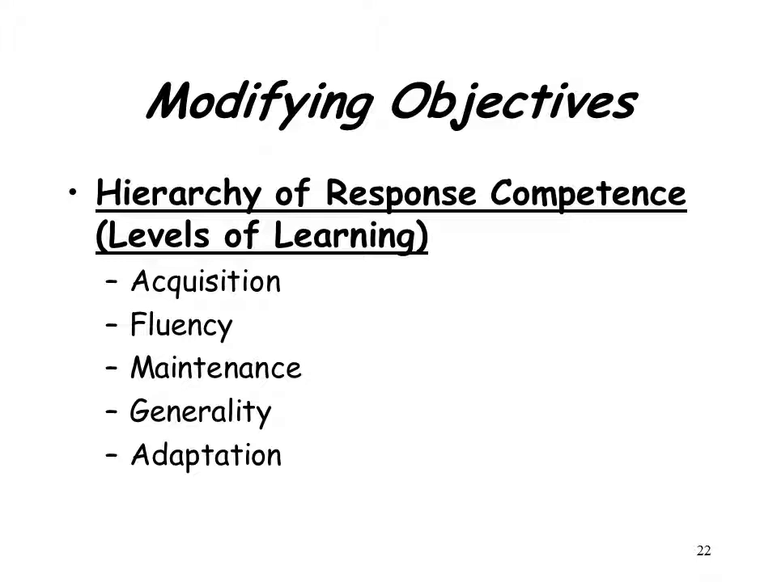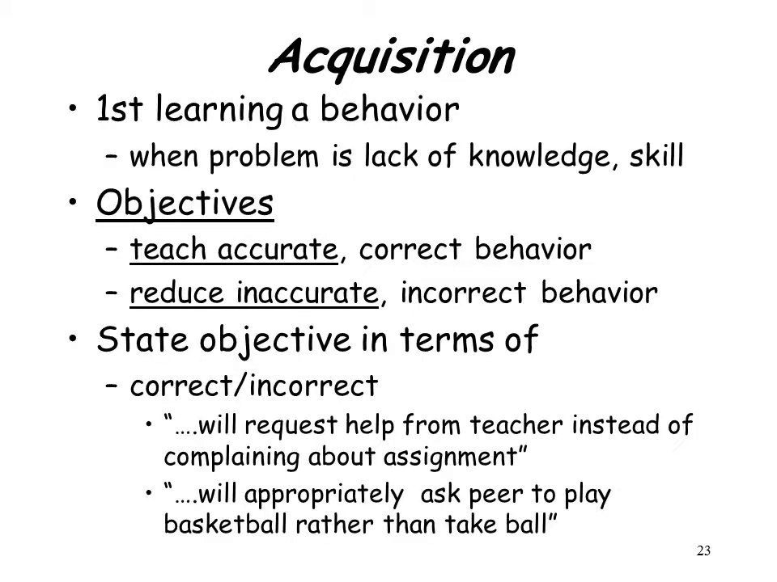When learners are just working on a skill, we're focused on something called acquisition. So acquisition has to do with just learning a skill. Once someone learns a skill, though, then we focus on other things like fluency, maintenance, generality, and adaptation. So we'll talk briefly about what each of those things are. So acquisition is learning the skill.